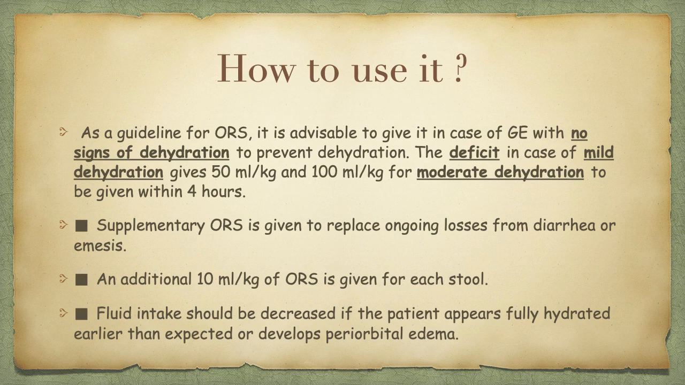The use of oral rehydration solution in a patient with some dehydration follows the same guideline as for a patient with no sign of dehydration. The difference here is in the amount of the deficit. In a patient with mild dehydration, we give 50 cc per kg, while in a patient with moderate dehydration, the deficit will be 100 cc per kg, and it should be given within 4 hours. We also have to replace each ongoing loss by giving additional ORS. For each bowel motion, we add 10 cc per kg of ORS.